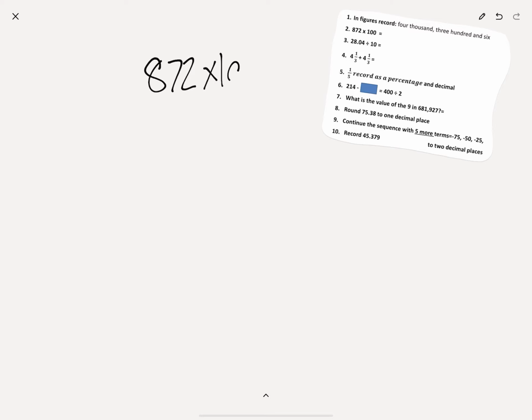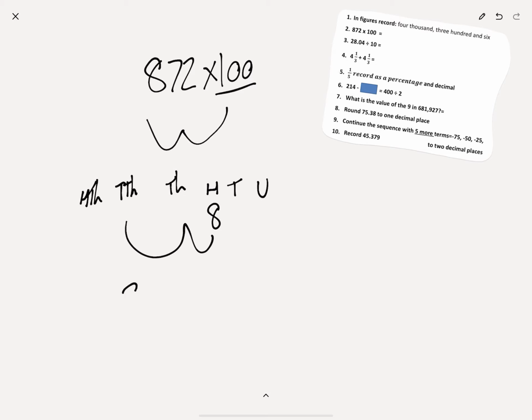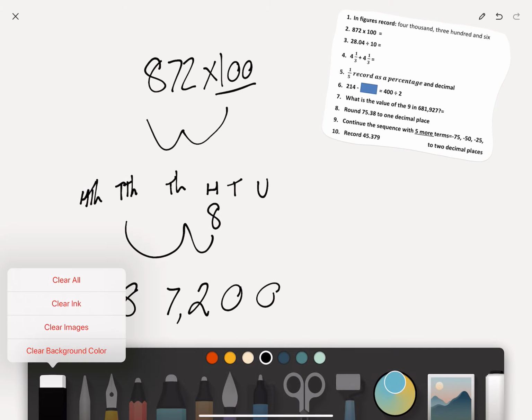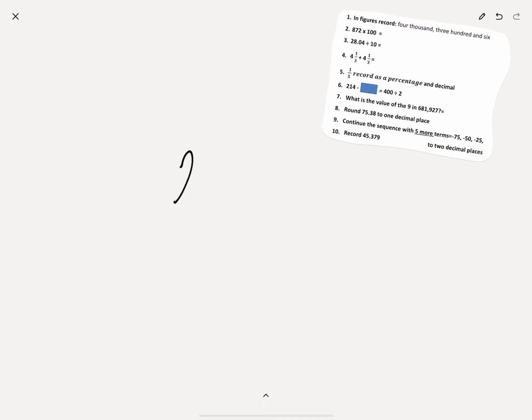Number 2, 872 times 100. Because you're multiplying by 100, you're moving two place value columns to the left. So you're going to take the 8. Let's do it this way. Units, tens, hundreds, thousands, 10,000. I might need 100,000, I'm not sure. So you're going to take the 800, move it two place value columns. So it's going to end up there. 8, 7, 2, 0, 0. There, 87,200.